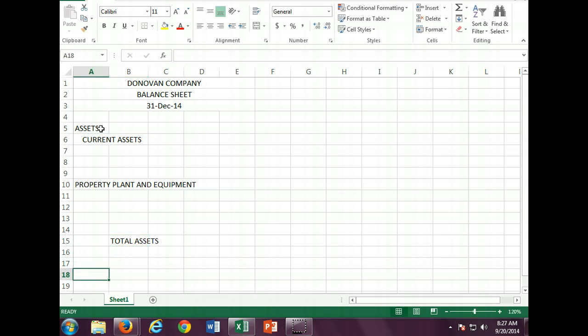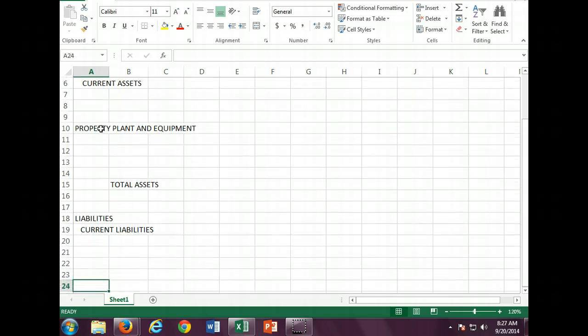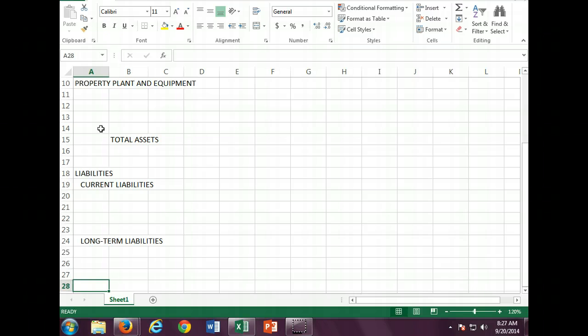Then we're going to come down to our liabilities. We're going to have current liabilities. Do we show non-current or long-term? Every book does it a little differently. Long-term liabilities. And then, do we have intangibles? No, excuse me, that's on assets. And then we have total liabilities.